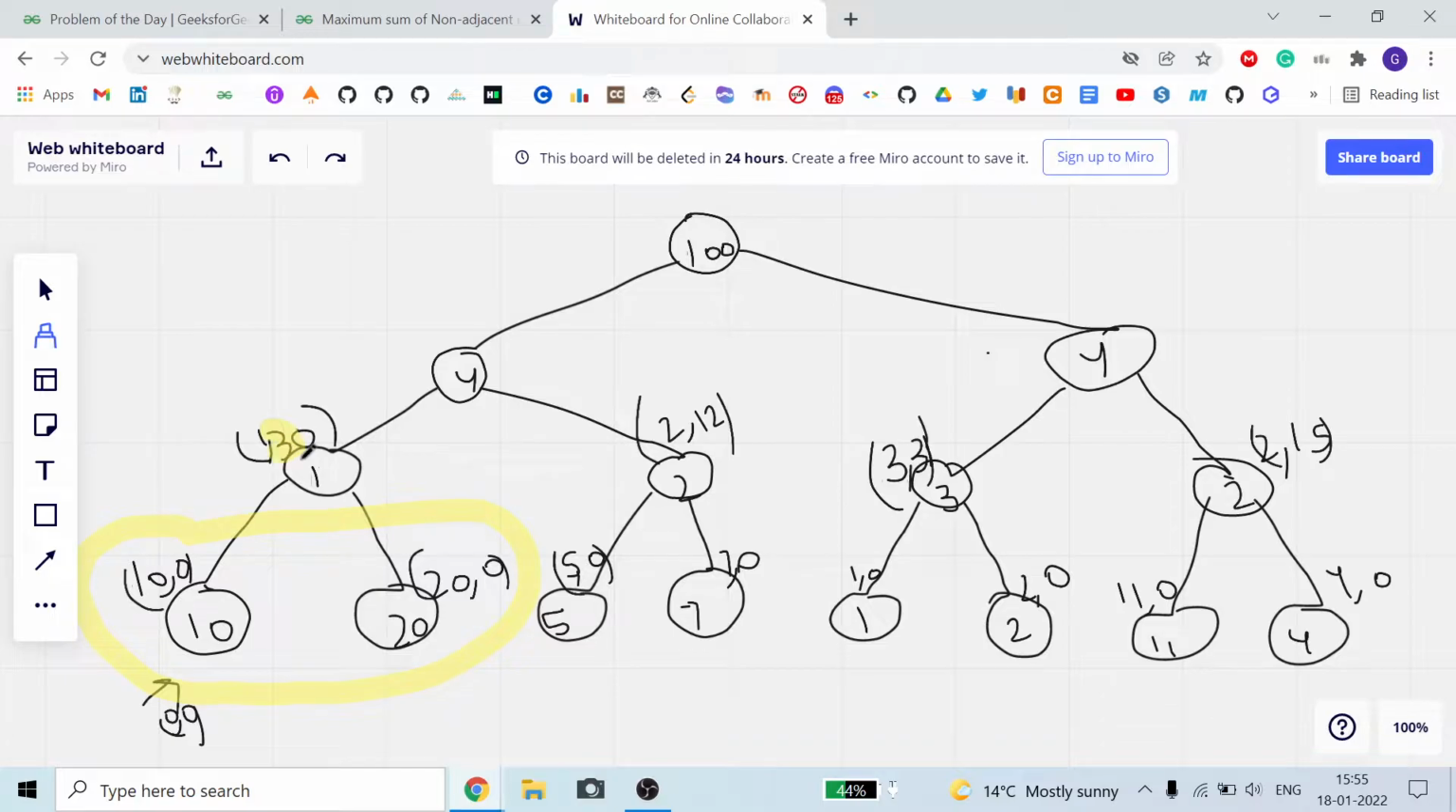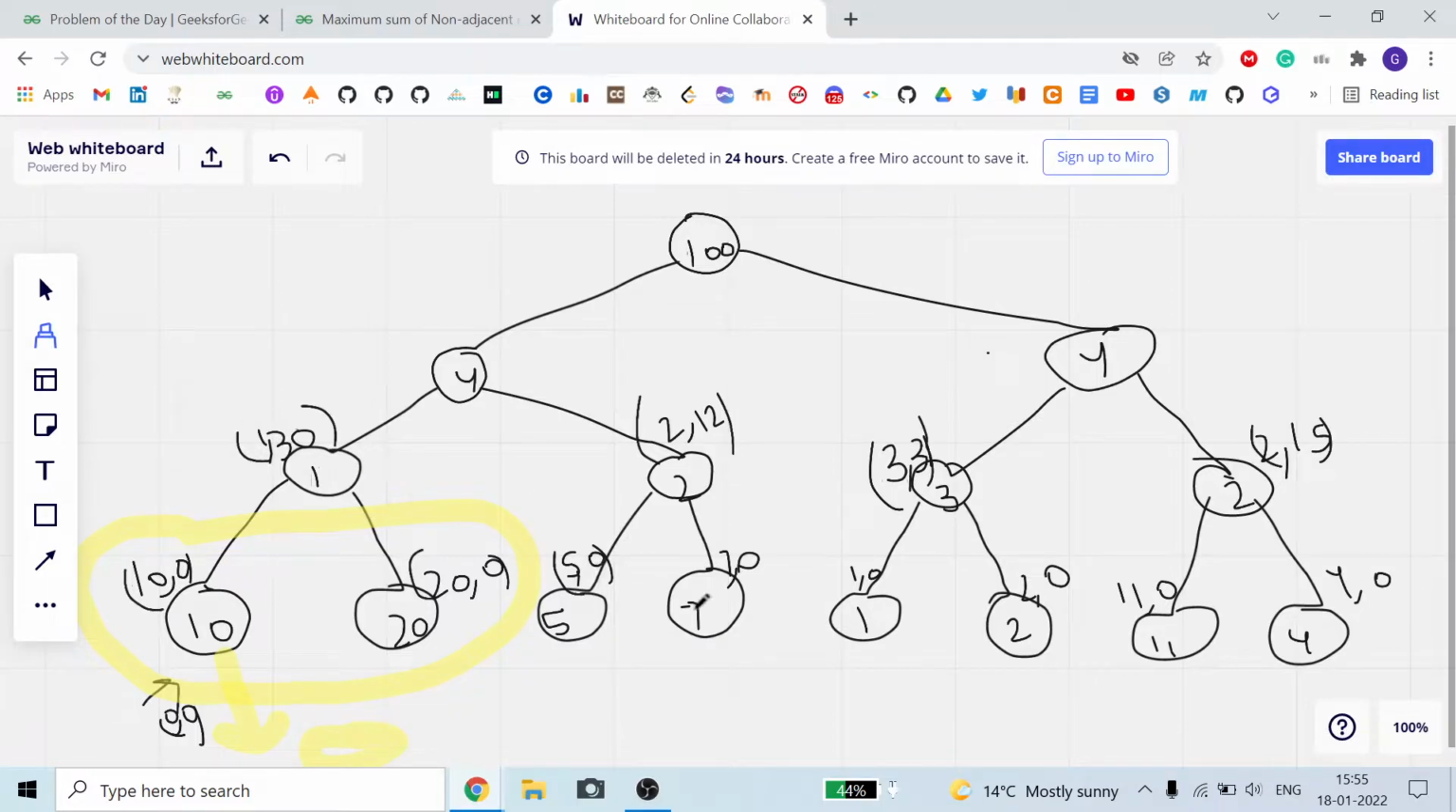So it is equal to 30. 10 plus 20 is equal to 30, and 1 is the sum included. So it does not have any other edge after it, unless we add the sum of those edges in this one. Okay, same is here.